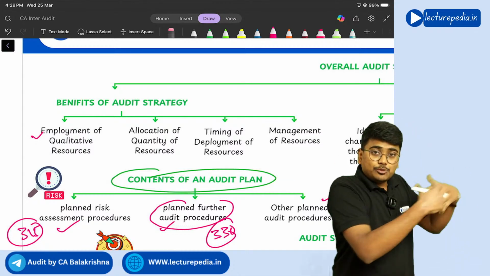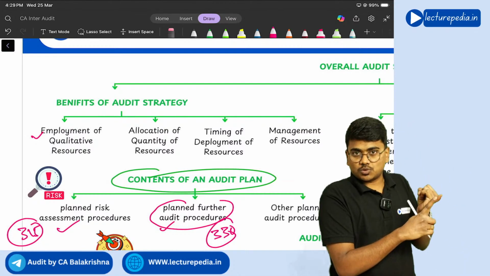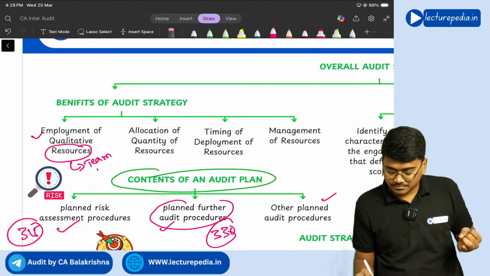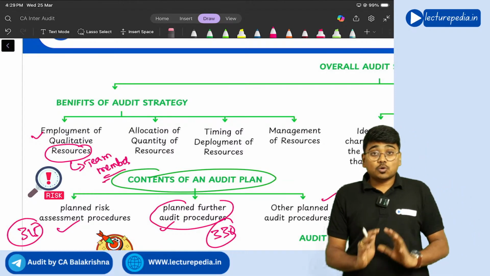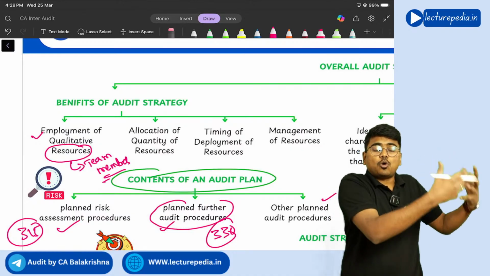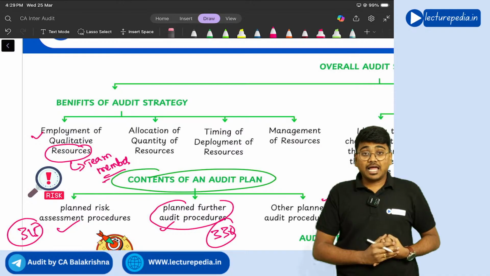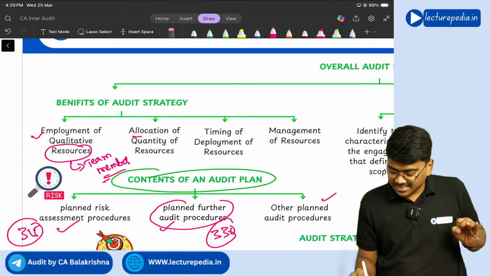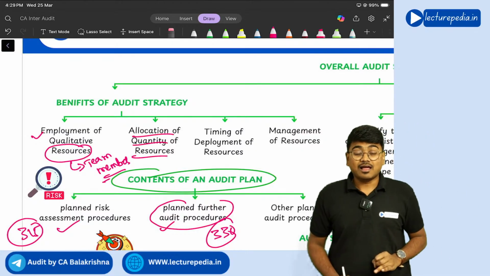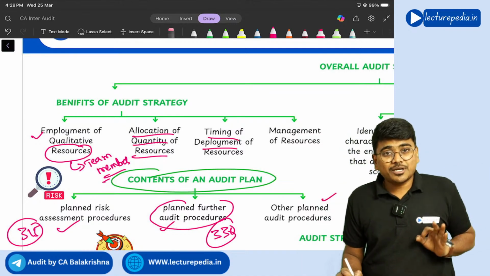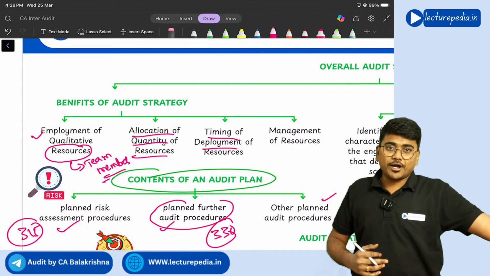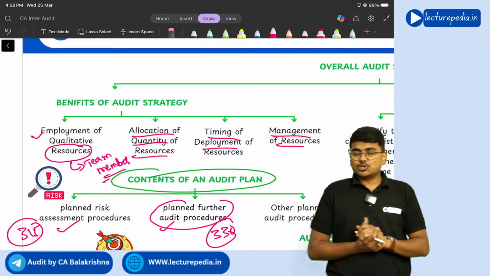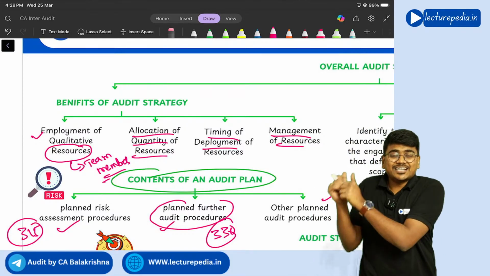Audit strategy will help to decide that, to decide the quality of resources. See here, resource means nothing but team member, understanding. So in deciding the quality of resources, audit strategy will help you. Next, in deciding the quantity of resources, the allocation of quantity of resources, audit strategy will also help you. Next, timing of deployment of resources: when these resources have to be deployed for doing the audit. And finally, managing these resources. So all the advantages that you get because of strategy are related to resources.